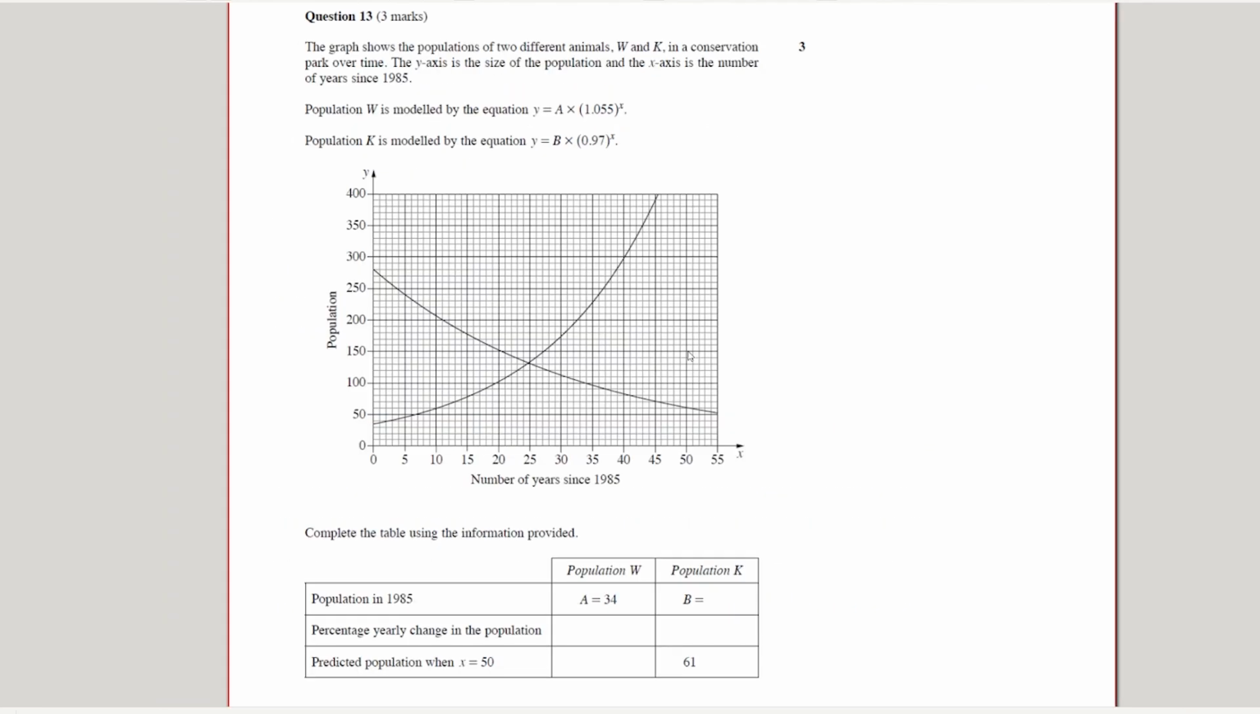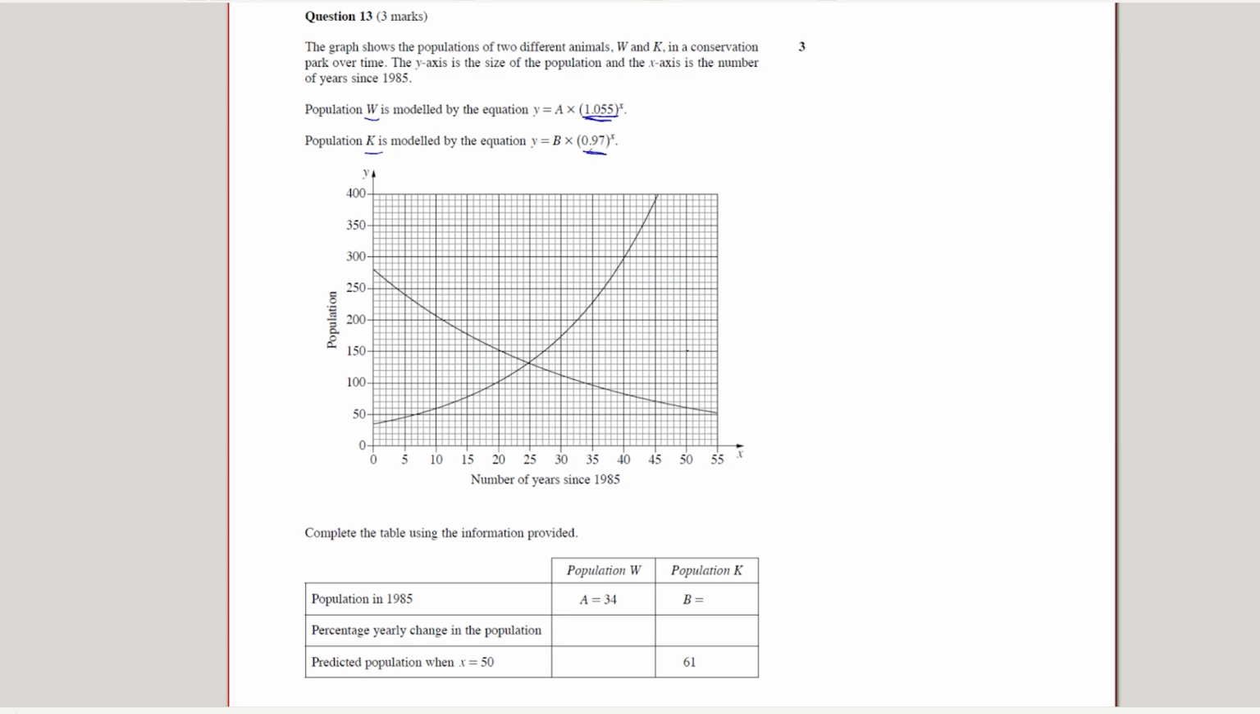And so it gives us a graph and the population modeled by those equations at the top here. Let's see what it's asking for. So population in 1985. That's pretty much the starting population because number of years since 1985 is 0. So b equals, so a. If you look at population W and K, this one is going to grow because it has a number greater than 1. This one's going to shrink because it's a number less than 1.